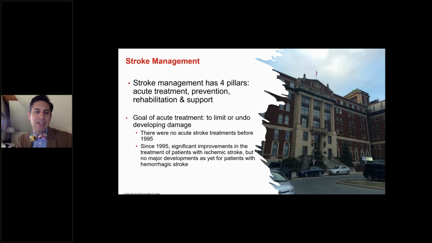And since that time, there has been significant improvement in the treatments that we can offer patients with ischemic stroke, with blockage stroke. But unfortunately, no major developments as of yet for patients with hemorrhagic stroke. But we are optimistic that some things will be coming down the pipeline in the next few years.